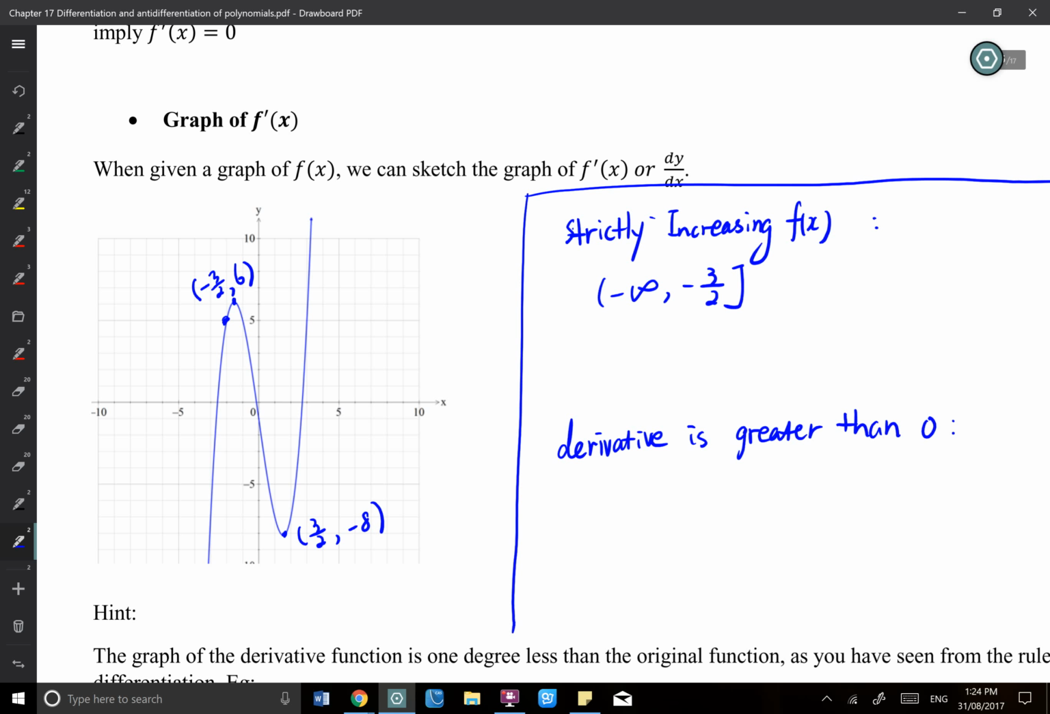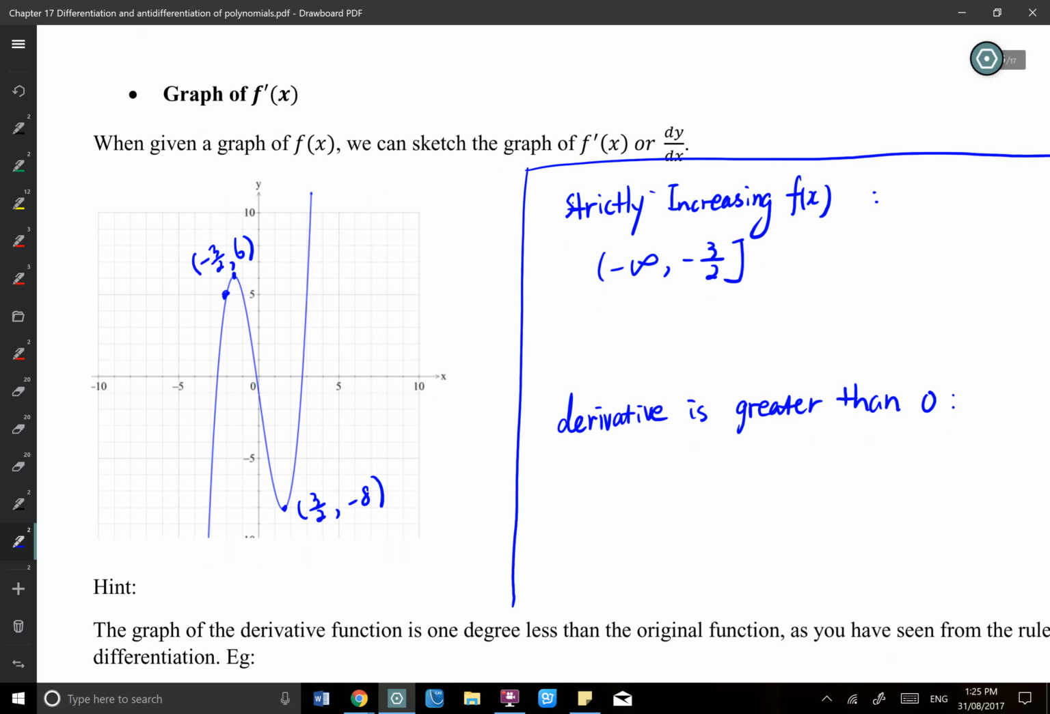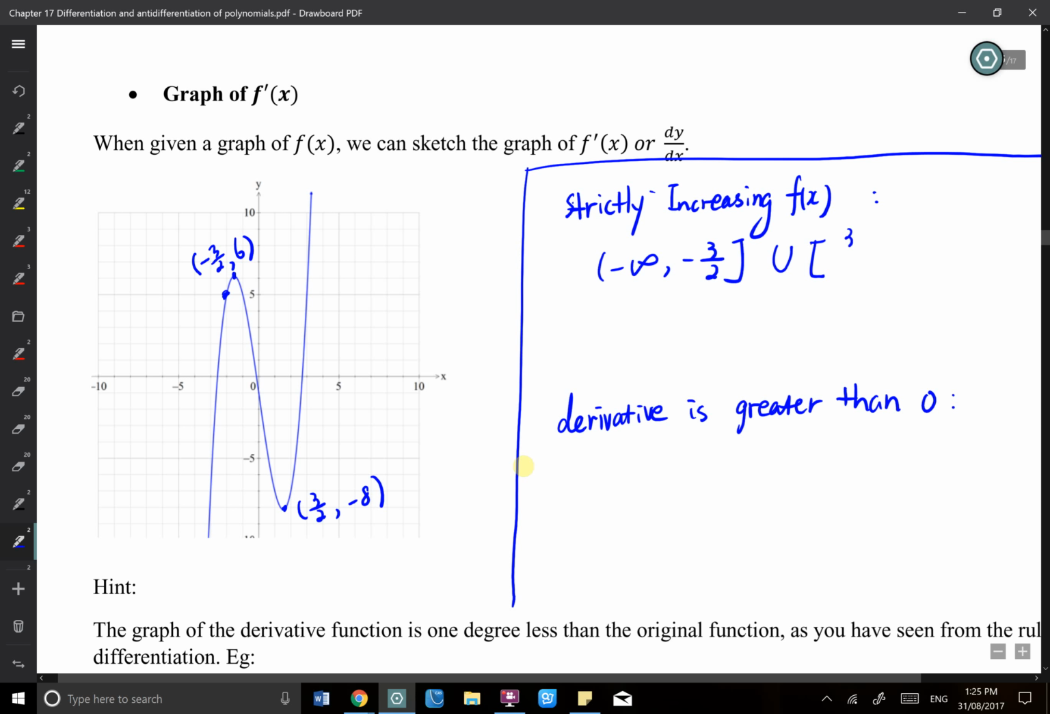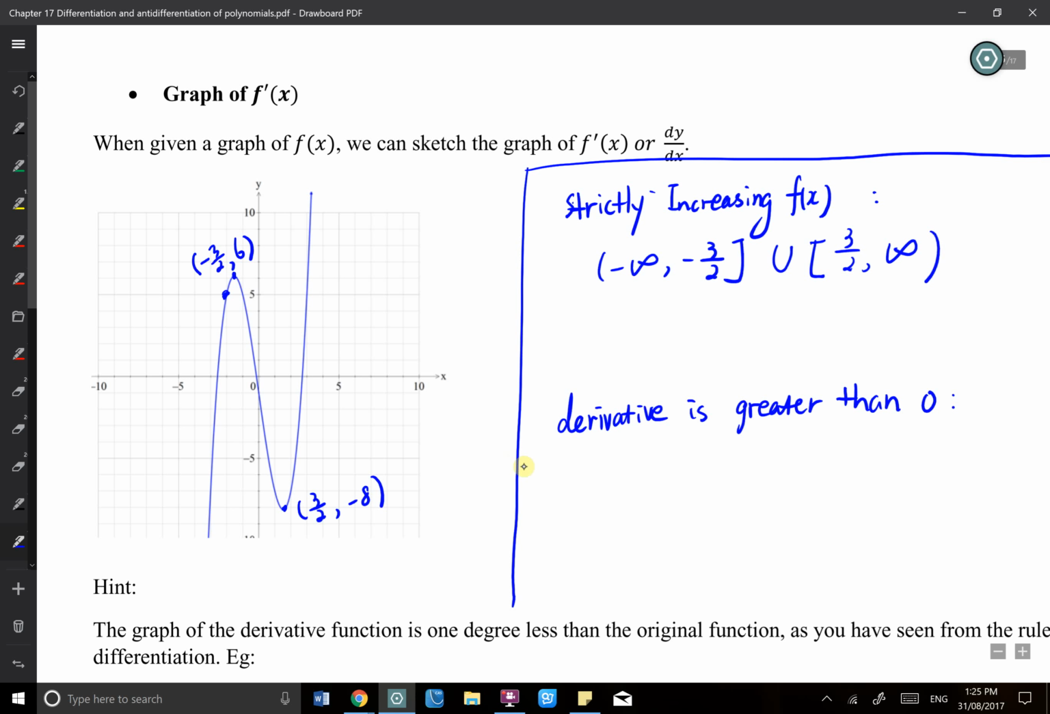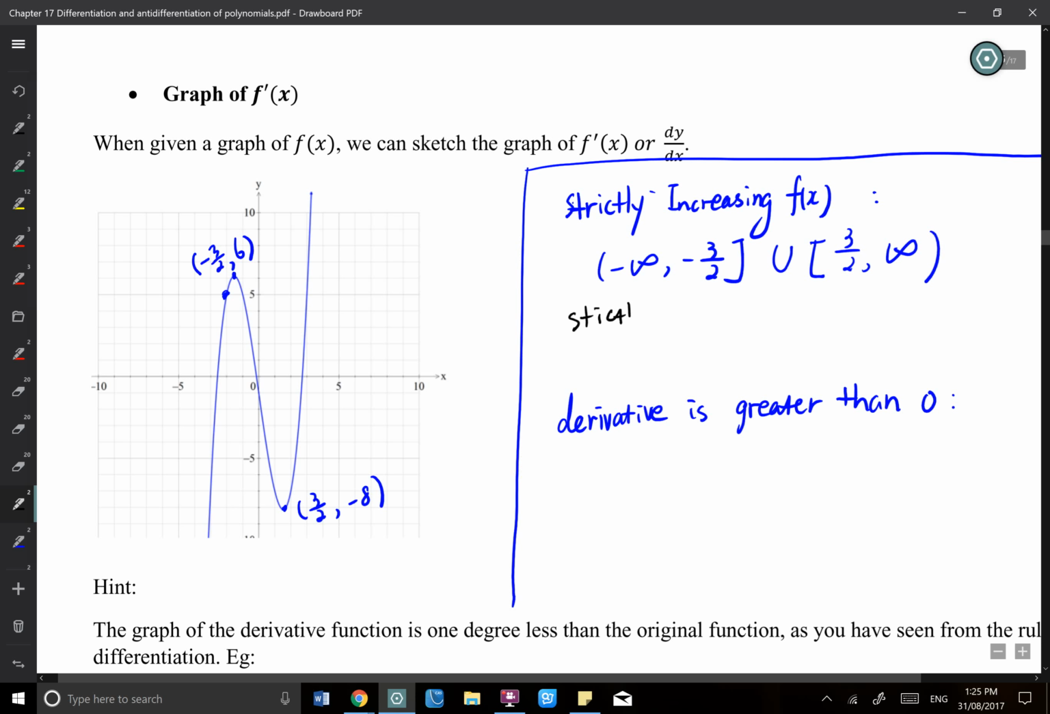Remember, you just need to remember that. Most of the year 12s lose 1 mark on their paper because they do not include this point. For increasing or decreasing function, you must include the turning point. Okay, you must include the turning point. Also we have another part, union 3/2 to infinity, include as well. If I say strictly decreasing function, what you will have is include -3/2 to 3/2.